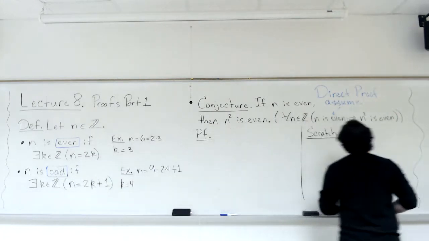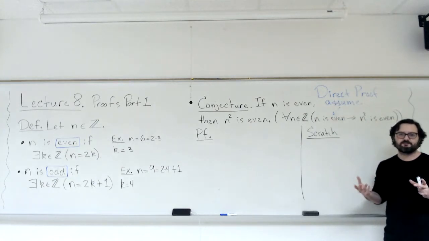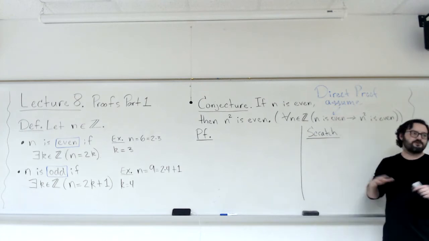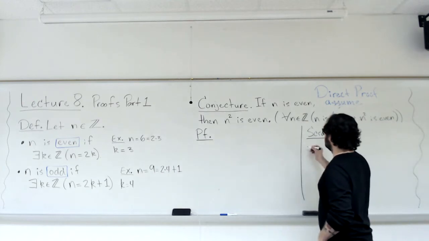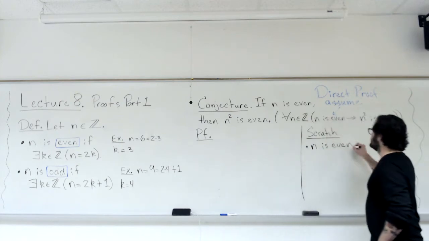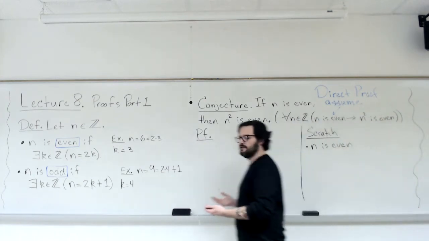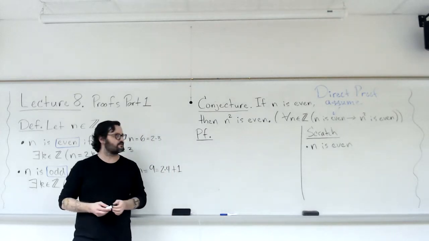So anytime you're doing a direct proof, you do not have to let the reader know what type of proof you're doing. There's a few other techniques that we're going to learn where you're going to have to tell the reader. Direct proof, we don't have to do that. We just assume the hypothesis. So in my scratch work, I'll say something like n is even. I'm assuming that to be true. Okay, so n is just some arbitrary integer, and I'm assuming it is even. The hypothesis is true.